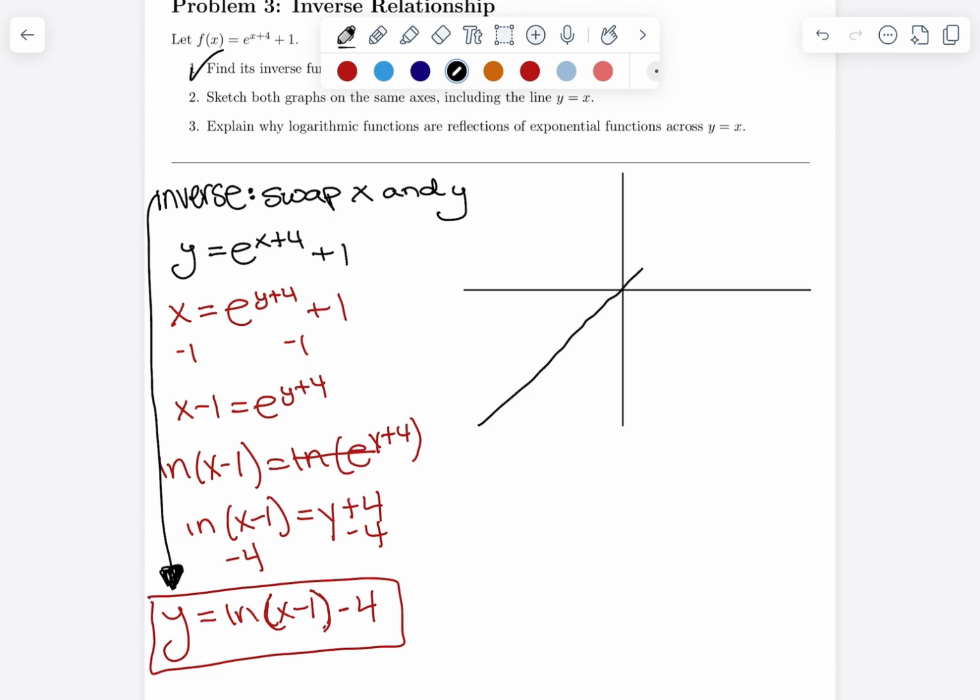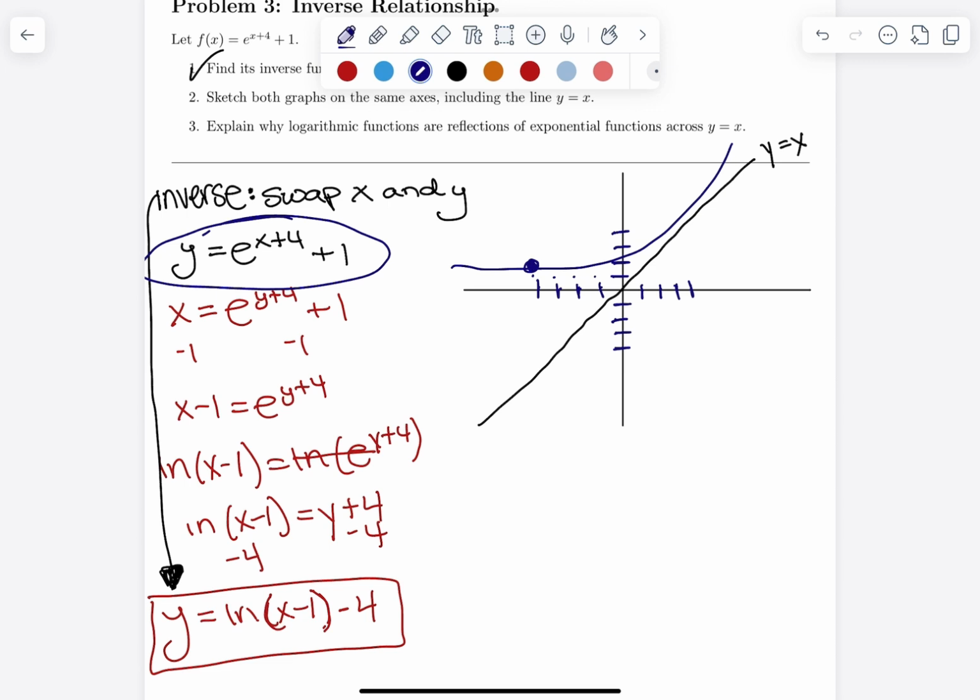So first I'm going to graph the line y equals x, and then I'm going to graph y equals e to the x plus 4 plus 1. So we're going to graph that at negative 4, 1, and then we're going to graph the inverse, y equals ln x minus 1 minus 4. So that's going to be at 2, negative 4, because we went right 1, down 4. So these two are inverses of each other because the x and the y are switched, and they're reflected over that line y equals x.